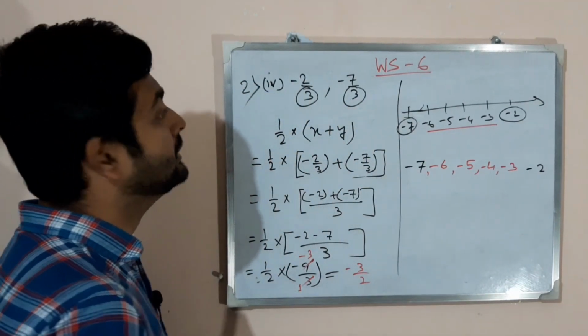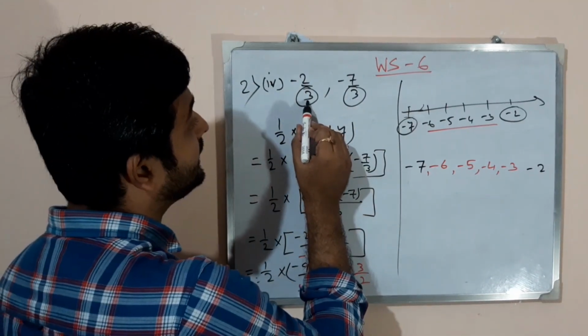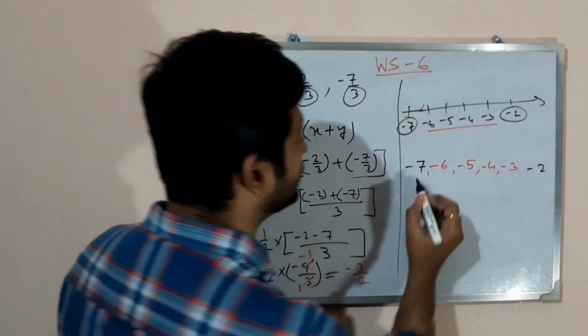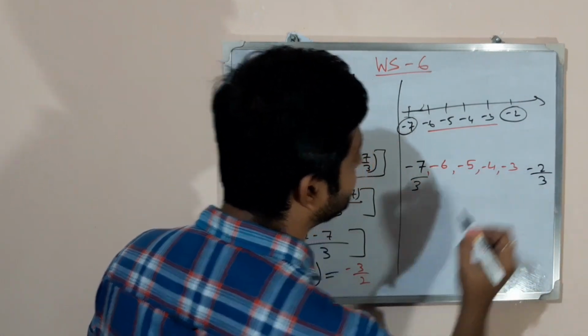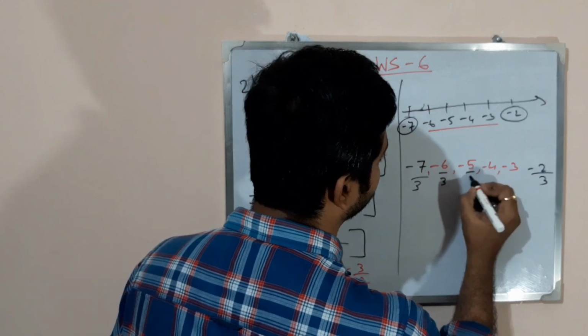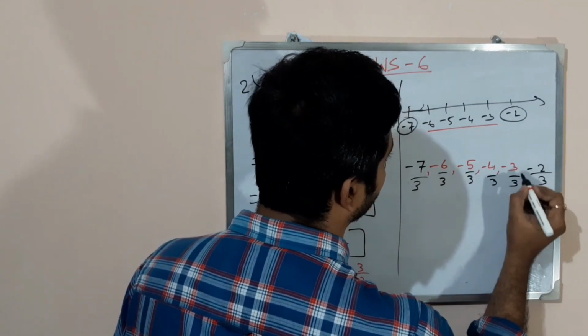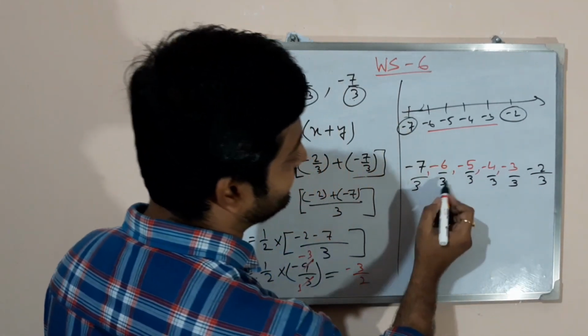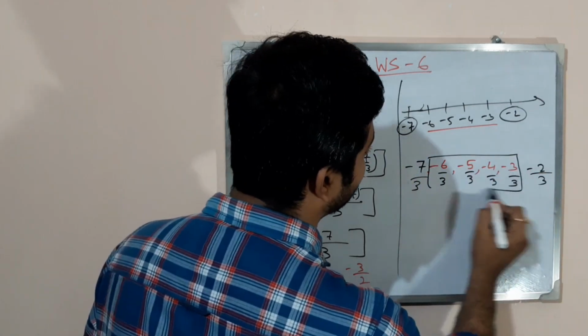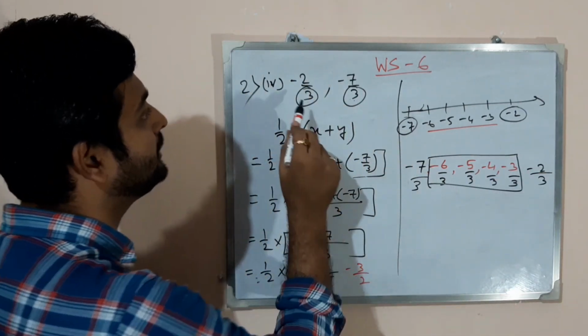Now what to do? Simply, what is the denominator? There 3 and there is also 3. So by 3, by 3. Here also you have to do the same. So you can get it. These are the rational numbers which lie between the two rational numbers.